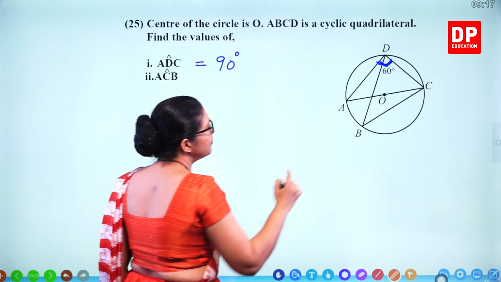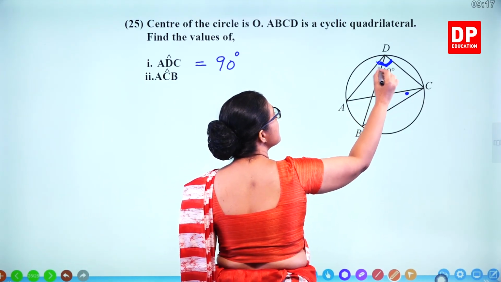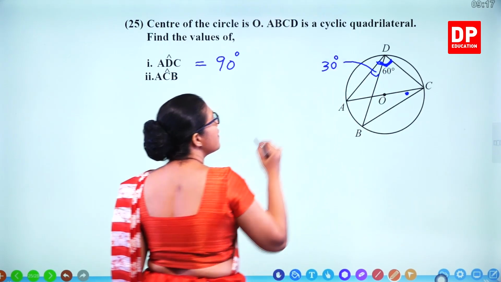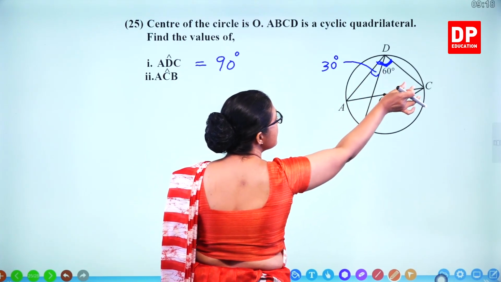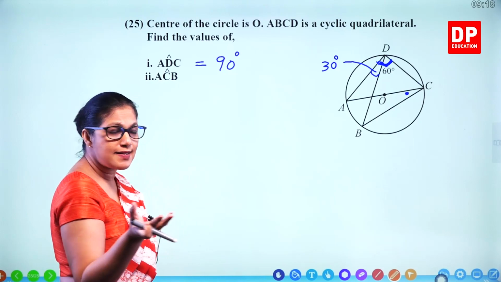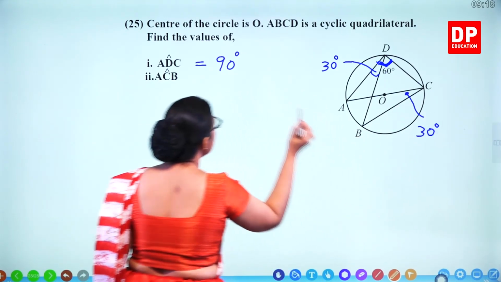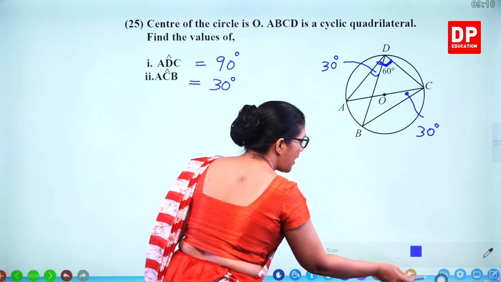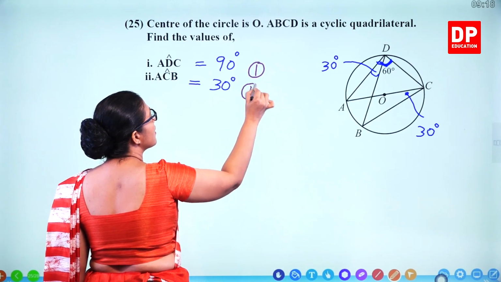ACB, this angle. This is 90, this is 60. What is this angle? 90 minus 60? 30 degrees. Now look at AB arc. This angle and this angle, same segment angles are equal. So what's this angle? 30 degrees. So that's an easy question. Easily you can get 2 marks, 1 mark and 1 mark.